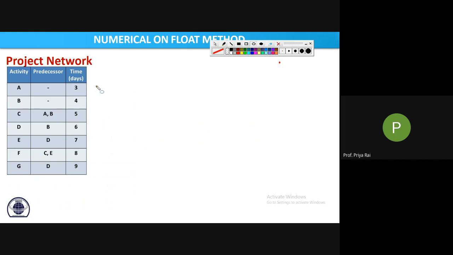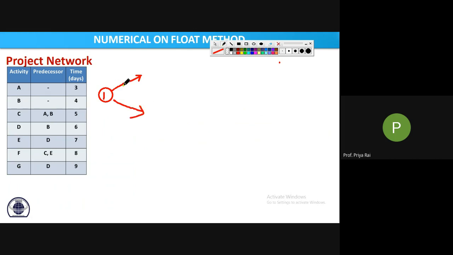What will we draw first? Tail event. Very good, which is denoted by number 1. Now see, A and B have no predecessor, so these are independent and these are the first activities. So they will start independently. A here, B here.